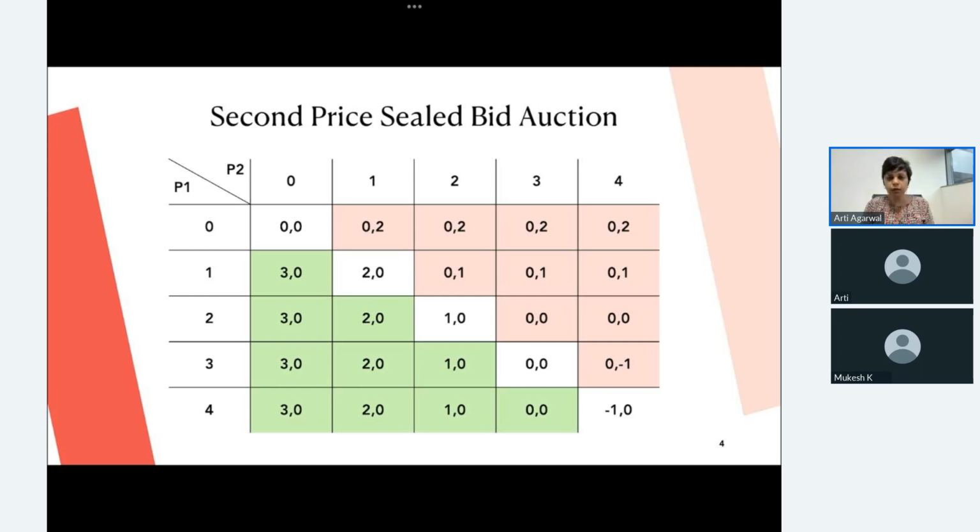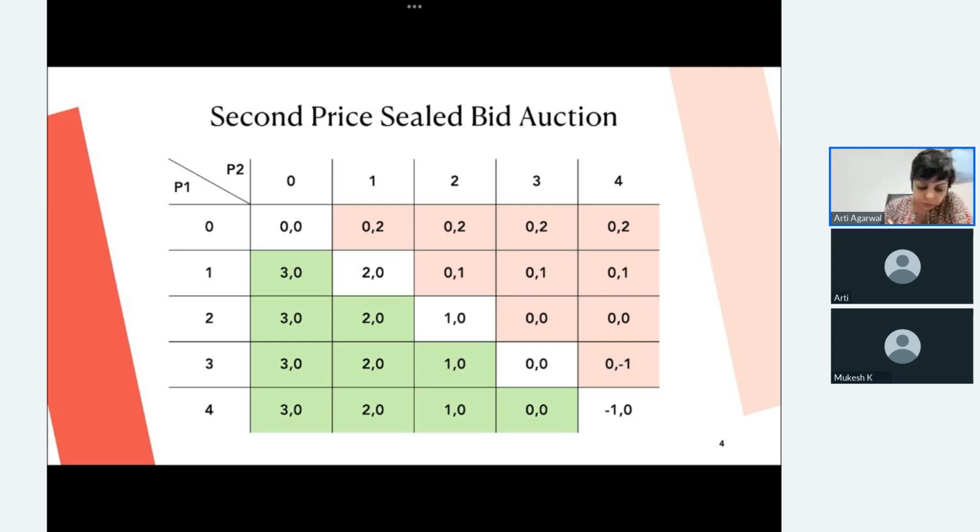Okay, so this is the table, and as I was saying, I have left the white boxes as is. These are the boxes where they are tied. You will follow the rules given in the question for these tie situations. In our example, it's given that one wins, so we have calculated payoffs based on that. The green boxes are all the boxes where player one is winning, and the pink boxes are the ones where player two is winning. So far, so good, right? Now we will calculate the best responses.